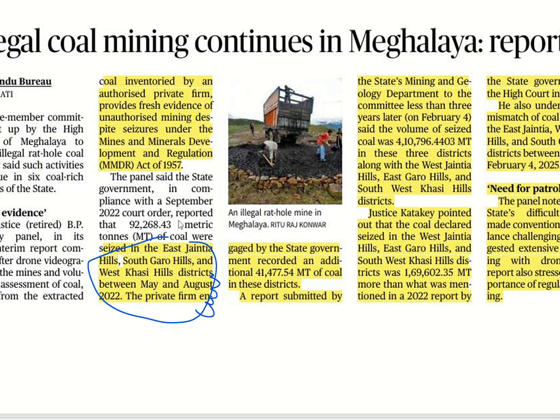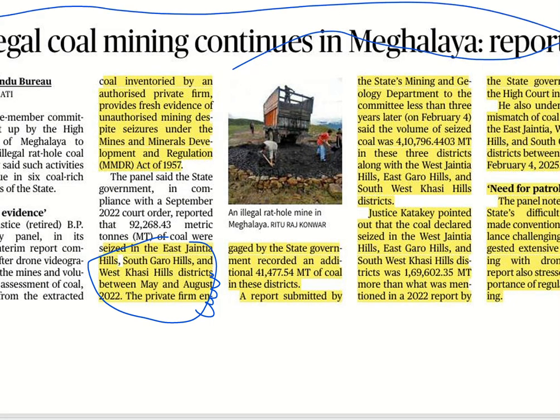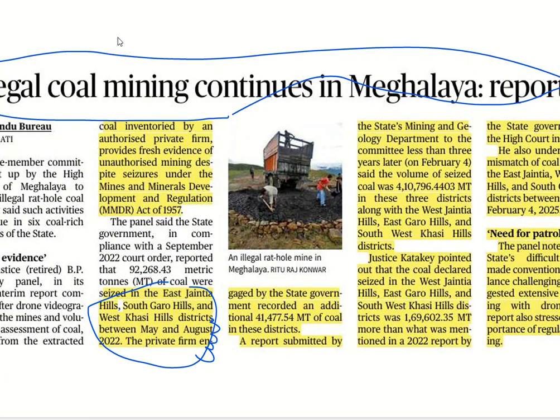So this is your geography topic, and you can use it in your economics section as well. It is data, and in the geography part also. And these are your mapping parts: Jaintia Hills, South Garo Hills, and West Khasi Hills district.